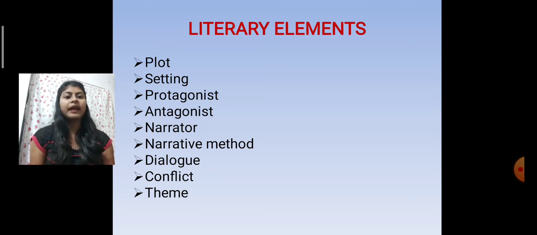Narrator, who narrates the story. Narrative method, the way it narrates. Dialogue means characters speak to one another. Conflict means the issue revolving in the novel, because conflict is a very important part; without conflict the story does not go well. The conflict can later change into a happy ending or a sad ending, a tragedy, but conflict is important. Without conflict there will be no climax. Theme means the whole concept, the central idea of the novel. So these are the elements which are used in literary writing.